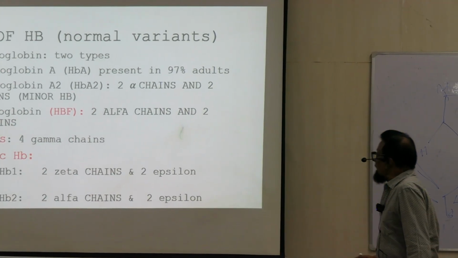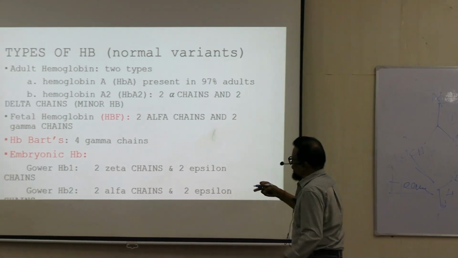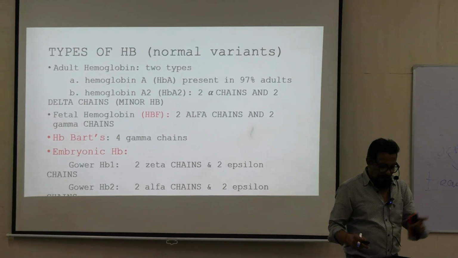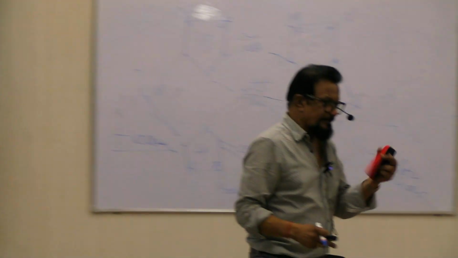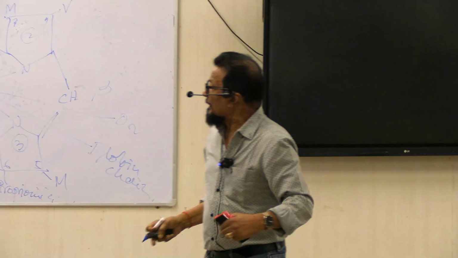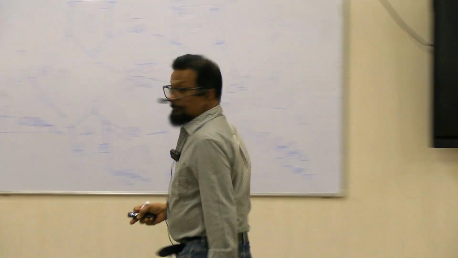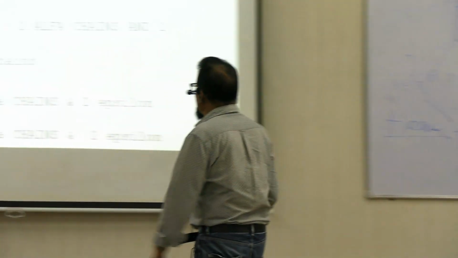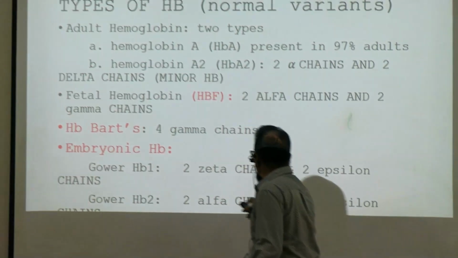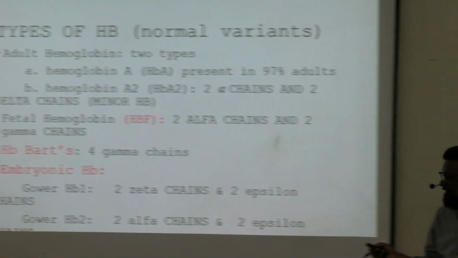And embryonic hemoglobin: during development of the embryo, there are different types of hemoglobin you can get. Here there are 2 zeta chains and 2 epsilon chains. In Gower's hemoglobin, 2 alpha chains and 2 epsilon chains.